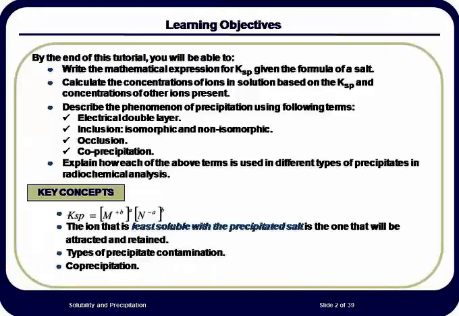The key concepts for this module are: the general mathematical expression for Ksp is identified in the equation shown here on this slide. The ion that is most insoluble will be most strongly attracted to an established precipitate. Different types of precipitate contamination can occur, and the purpose of co-precipitation as an analytical technique.